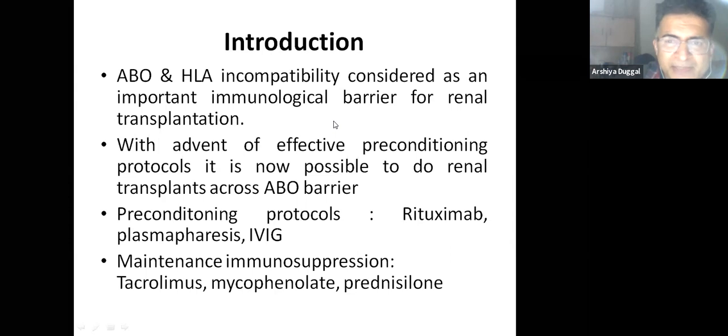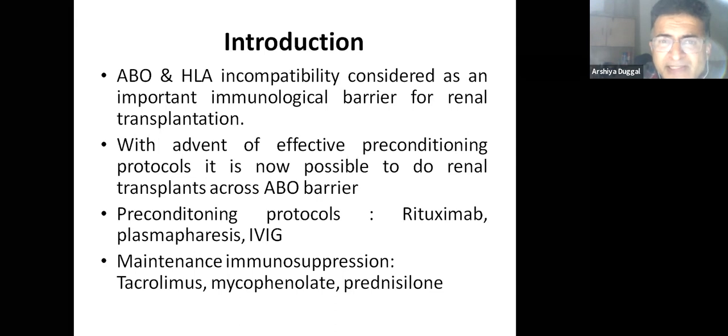ABO and HLA incompatibility is considered an important immunological barrier for renal transplantation. We all know that with the advent of effective preconditioning protocols, it is now possible to do renal transplant across the ABO barrier. The preconditioning protocols, which you all know, are rituximab, plasmapheresis, IVIG, and you maintain immunosuppression with tacrolimus, mycophenolate, and prednisolone. The interesting part is that you start CNIs 1 week before in ABO-incompatible transplant, whereas in conventional transplant I think you start on the day of transplant or a day prior.